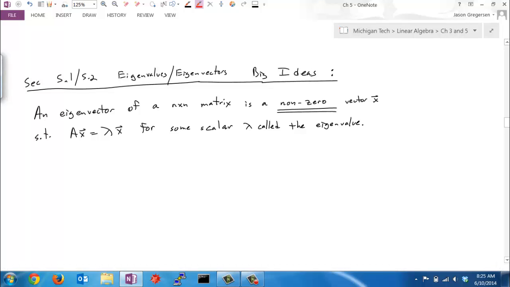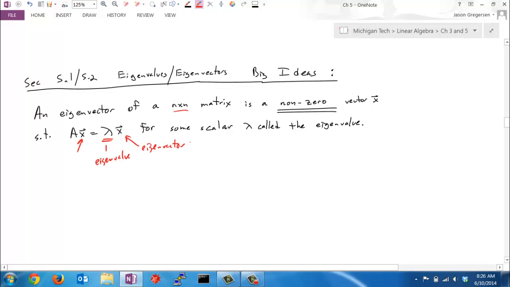Eigenvalues, eigenvectors. Here's what they are. An eigenvector of an n by n matrix A, so that's a square matrix, is a non-zero vector x, because the eigenvectors must be non-zero, such that the matrix A times x is equal to a scalar lambda times x, for some scalar lambda called the eigenvalue. So, eigenvalue and eigenvector. And it's just a vector and a scalar that satisfy this equation. That's all they are.